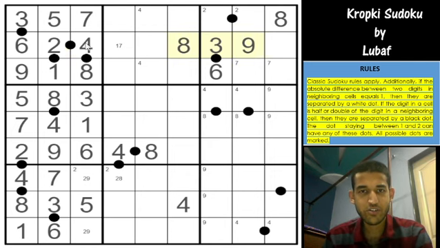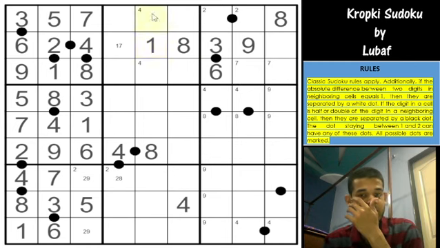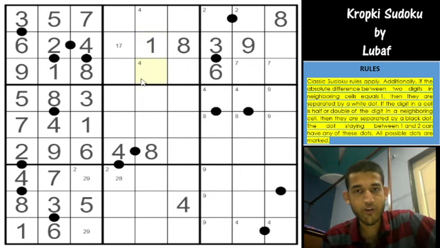3, 8, 9, 2, 4, 6. So this must be 1 or a 5 because 7 cannot go here. And remember that 4 is in one of these cells. So that's not a 5, that's a 1. So you can see the vice versa rule, how powerful it is.